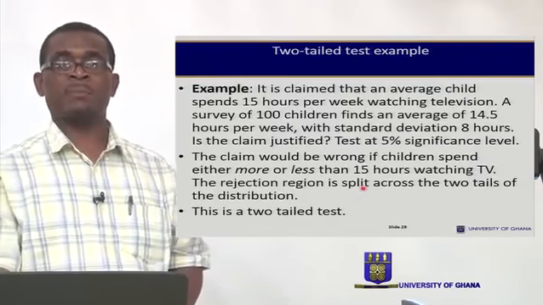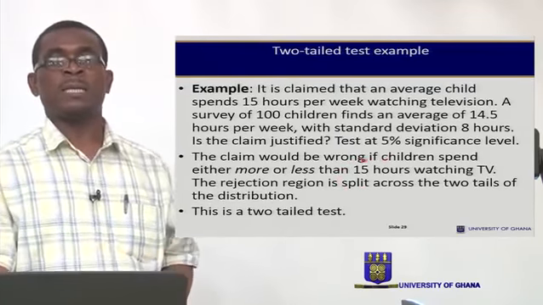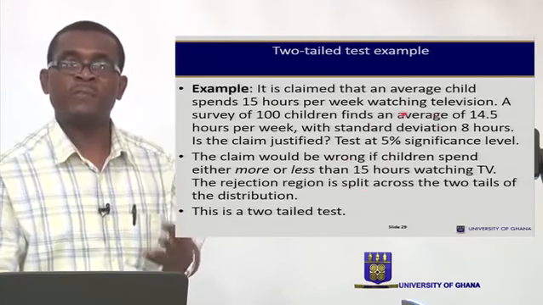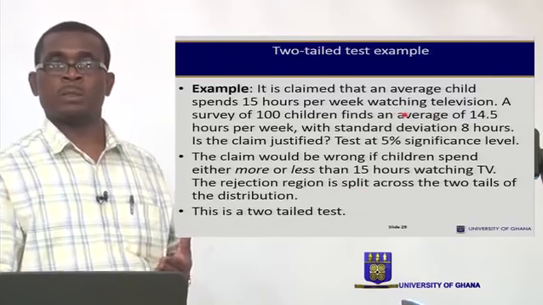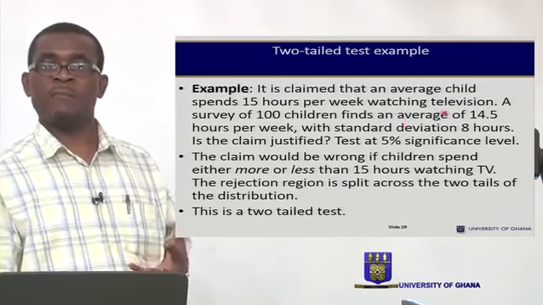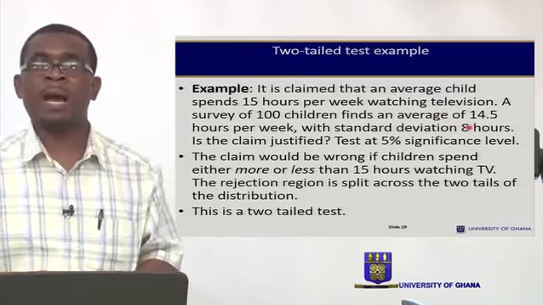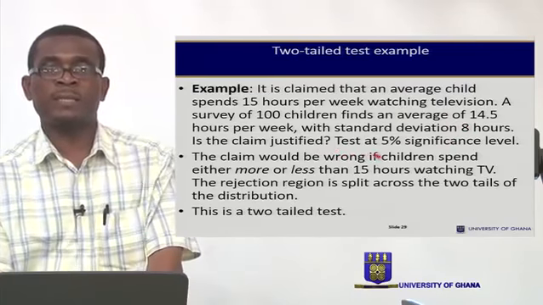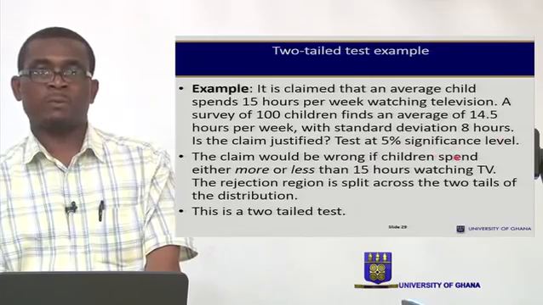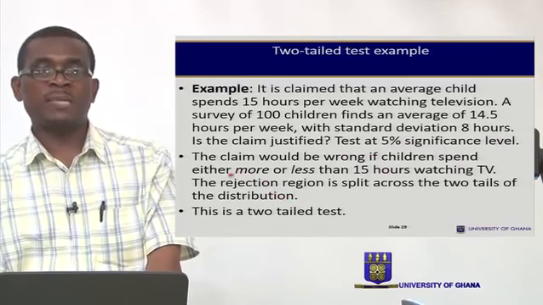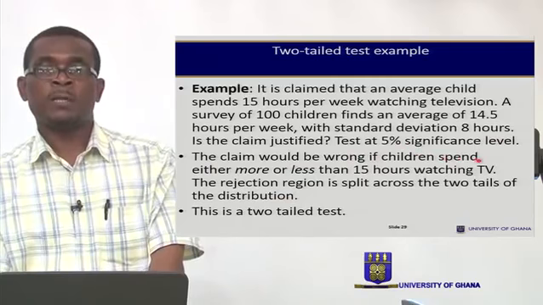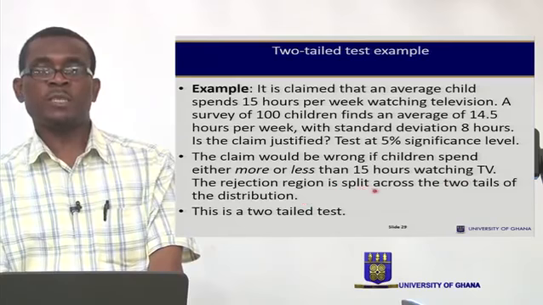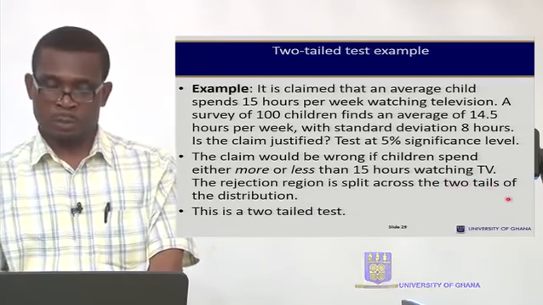Now let's take another example which depicts a two-tailed test. It is claimed that an average child spends 15 hours per week watching television. A survey of 100 children finds an average of 14.5 hours per week with standard deviation of 8 hours. Is this claim justified? We want to test at a 5% level. We want to emphasize that the claim would be wrong if children spend either more or less than 15 hours. So the rejection region is split across the two tails of the distribution.